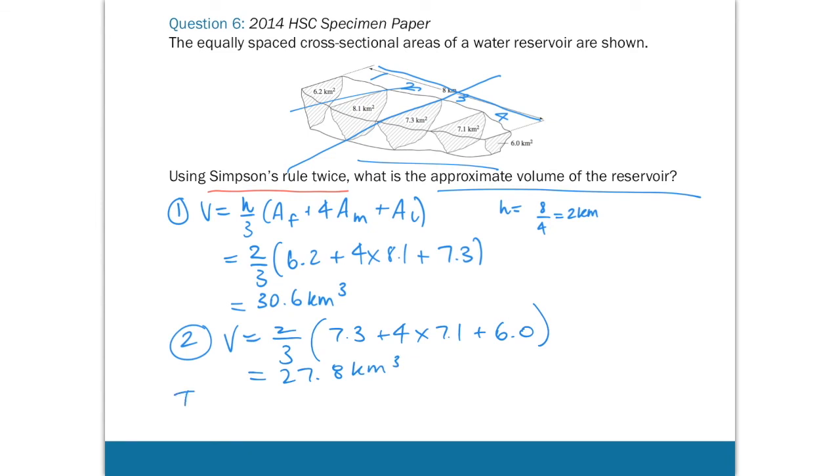So the total volume is going to be 30.6 plus 27.8. And that is 58.4 kilometers cubed.